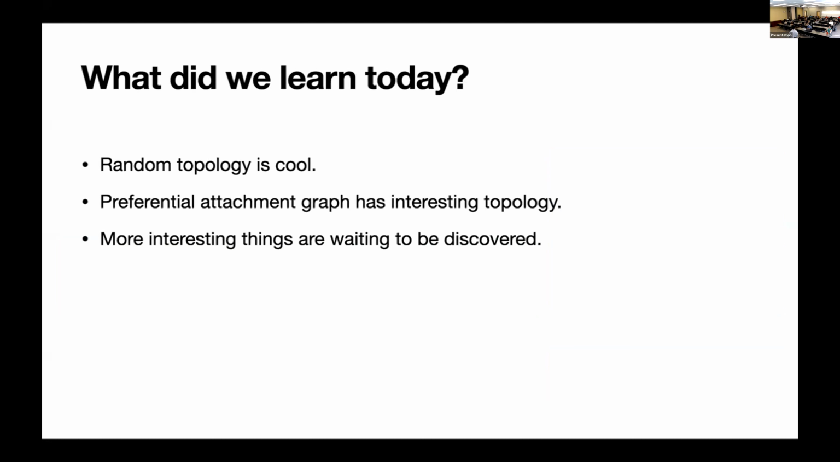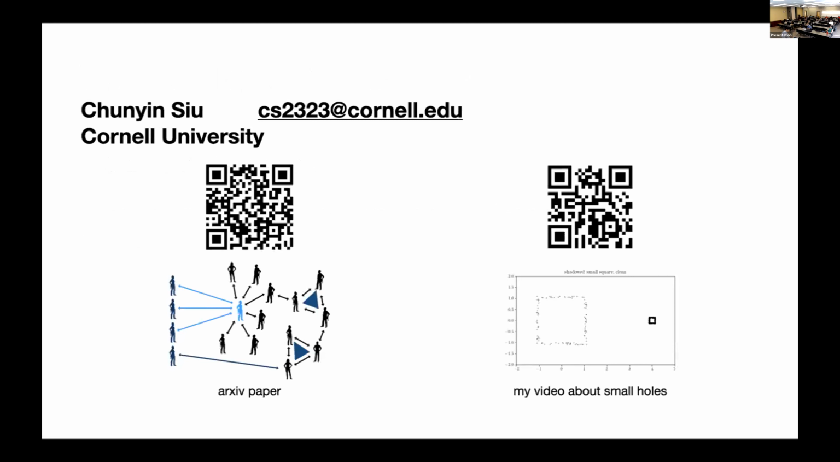That will be a story for another day. Today, I hope I've convinced you that random topology is cool. In particular, preferential attachment graphs have interesting topology, and there are a lot more interesting questions out there. If you want to know the details of the argument, the arXiv paper is on the slide. And if you have not got sick of listening to me, on the right we have a video of my previous project about finding small holes in data sets. But if you've already got sick of listening to me, I will stop here. Thank you very much for your time.